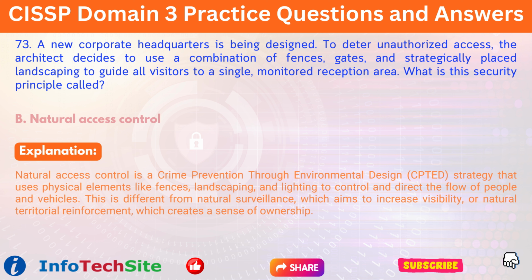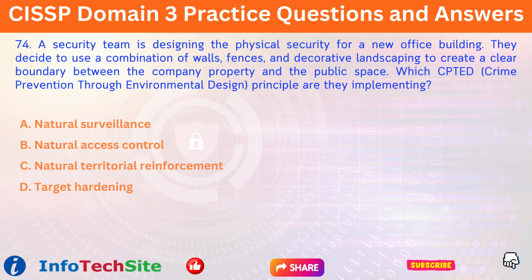Natural access control. Explanation. Natural access control is a crime prevention through environmental design, CPTED, strategy that uses physical elements like fences, landscaping, and lighting to control and direct the flow of people and vehicles. This is different from natural surveillance, which aims to increase visibility, or natural territorial reinforcement, which creates a sense of ownership.